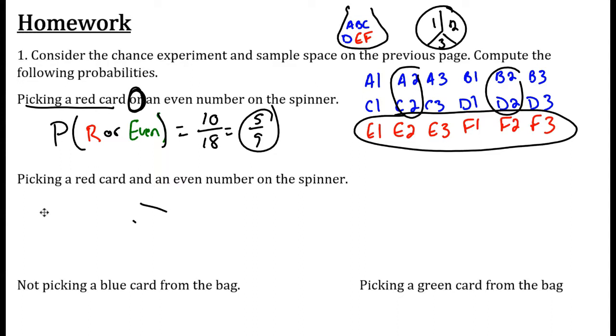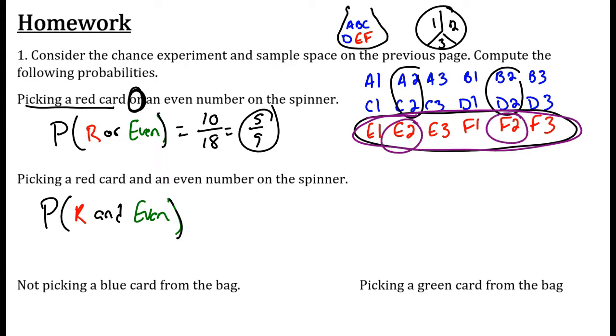Versus the probability of picking a red and an even. Red and even is a different probability. First I said or, which means I just need at least one of them. And means I've got to have both of them. Both of them have to be satisfied. I need a red, and I have to be even, so I'll do this in purple. So I'm limited to the reds, and I need an even one. Well, there's only two that are red and even, so that has a probability of 2 out of 18, or 1/9.